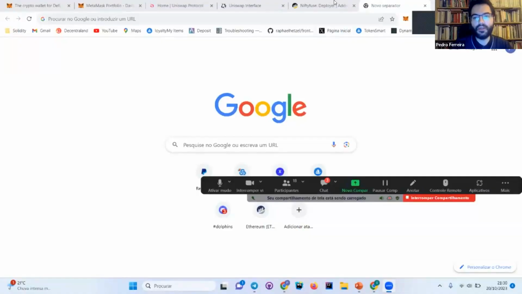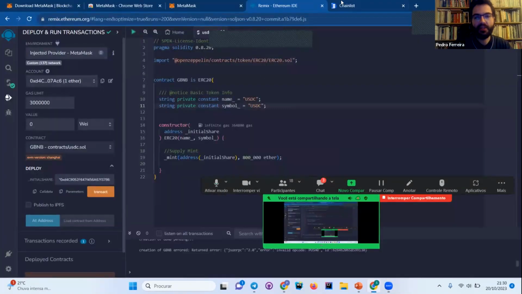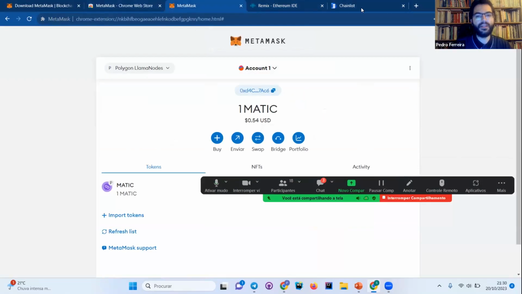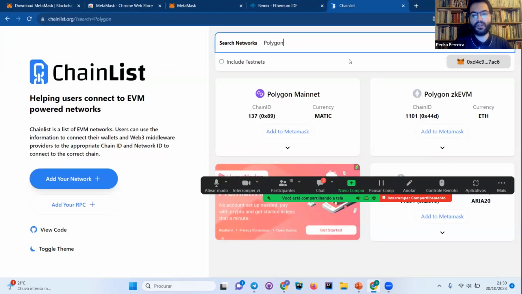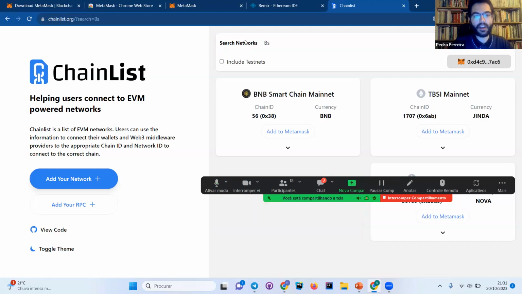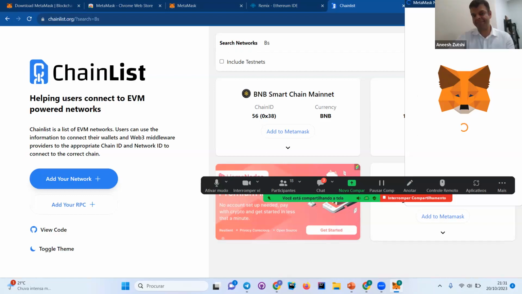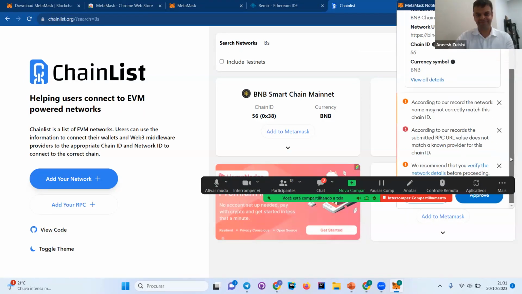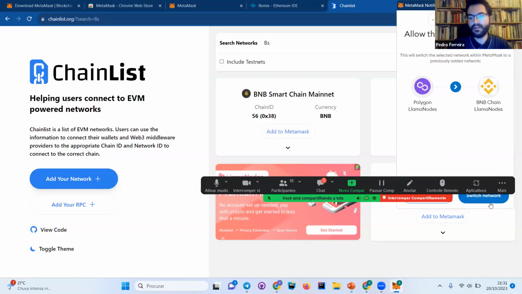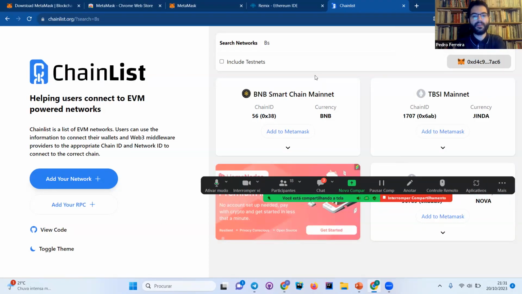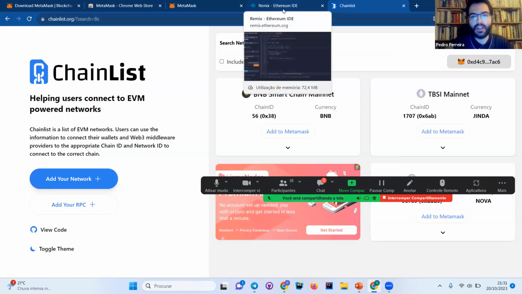Remix is not allowing me to do the process of minting of the token. So to be faster, I have a token. In the same process that you added Polygon on the Chainlist link that I sent you, add the Binance BNB chain. Sorry for the mistake, this is Binance Smart Chain. We are already over the time, but I think it's going to be just 5-10 minutes more.